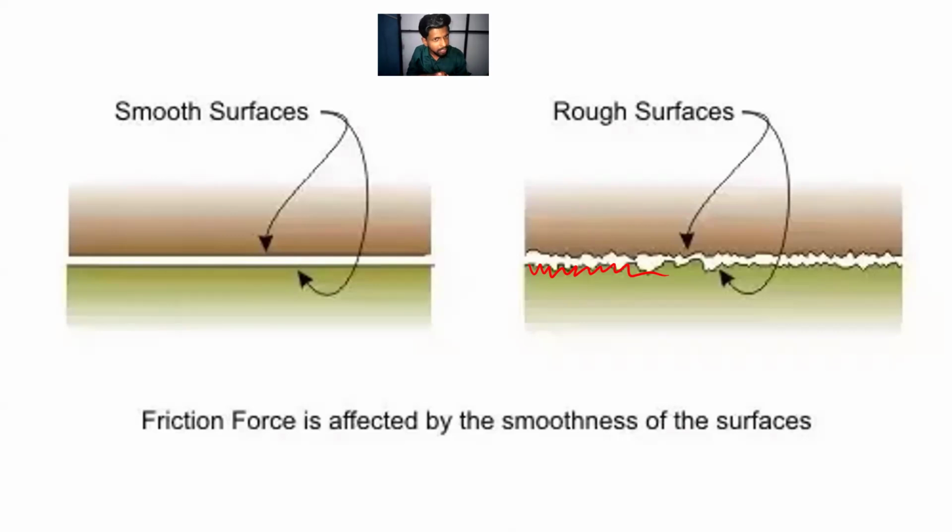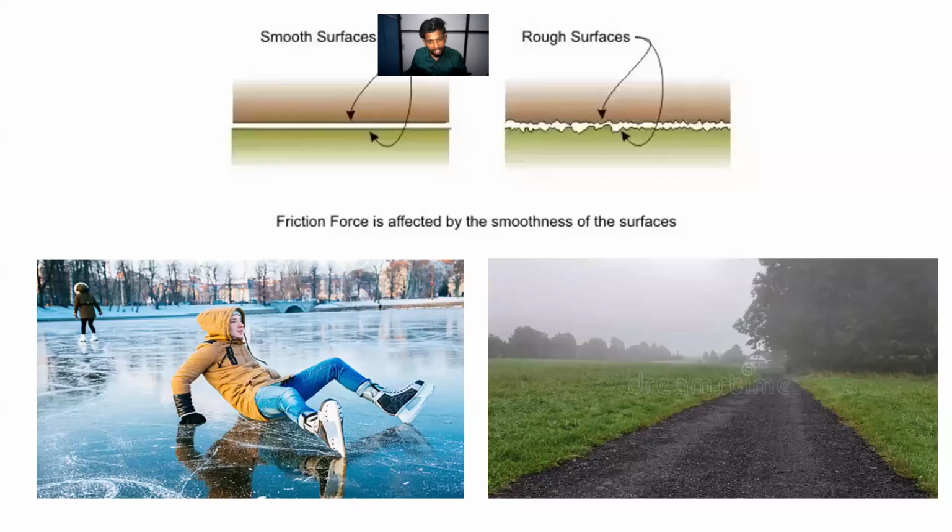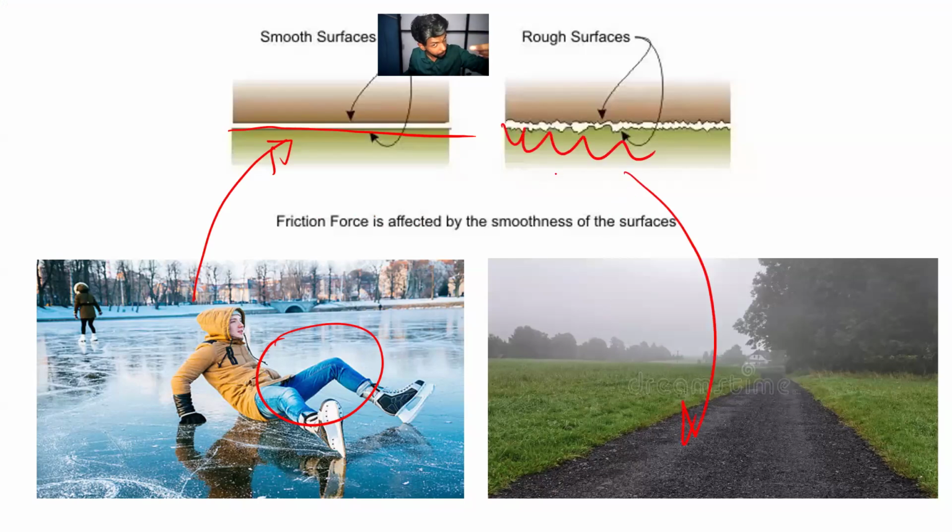But when the surfaces are smooth, look at the picture here. If the surfaces are smooth, they will be sliding easily over each other, right? It will be sliding easily. So here, try to get the idea. Here we are sliding easily on the glass because the surface is smooth. But here it is a very difficult task to slide on the tar road because the surface is very rough.